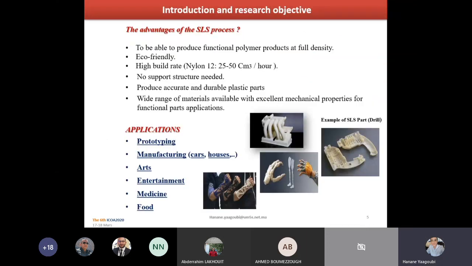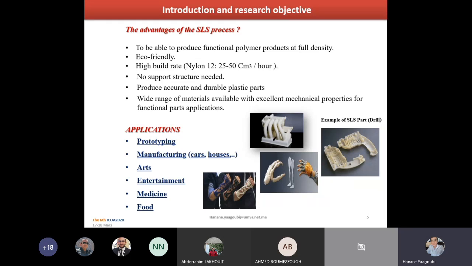So using this process makes us able to produce functional polymer products at full density, which is eco-friendly, and we have high build rate, and we don't need any support structure. We can produce accurate and durable plastic parts, and we have a wide range of materials available with excellent mechanical properties for functional parts application.